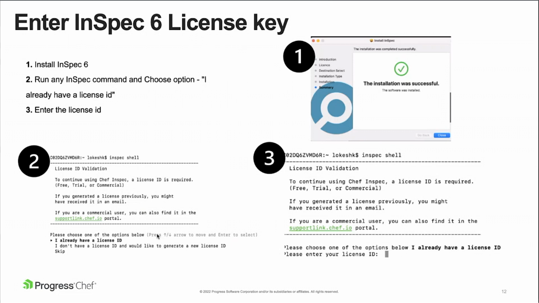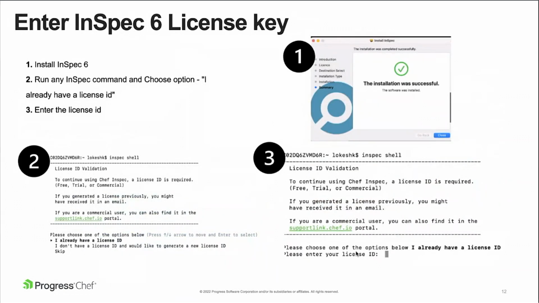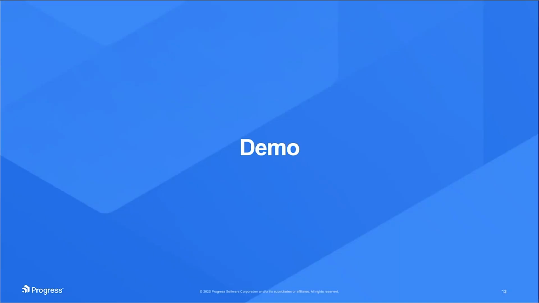For all commercial customers, you have to select I already have a license ID. You have to copy and paste the license ID which you have obtained from the earlier step. It will prompt you to enter the license ID. Paste the license ID, and once you enter it, your license key will be activated. Now let's see all these things in a demo.